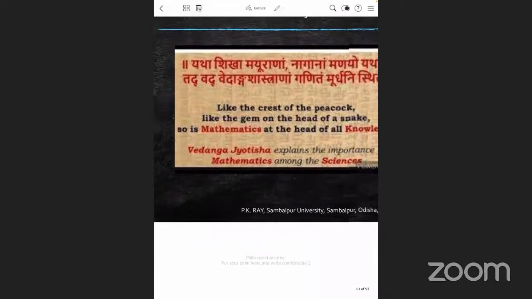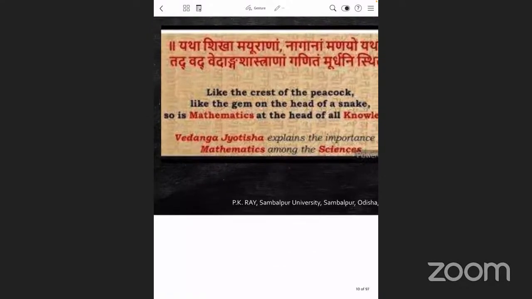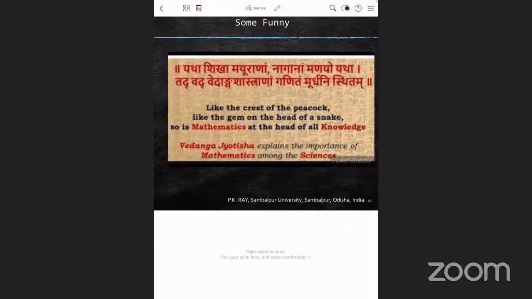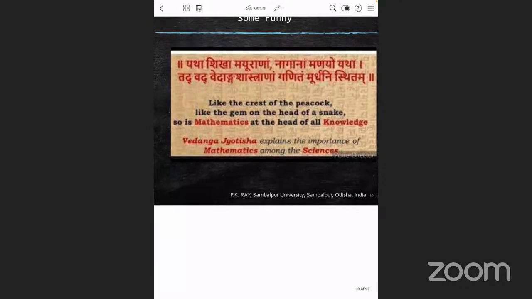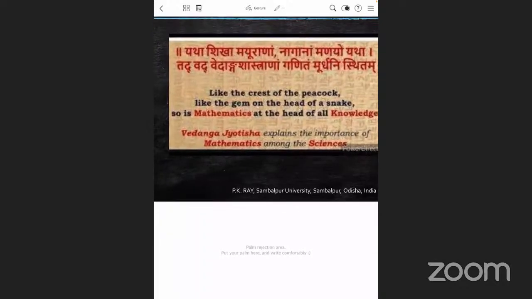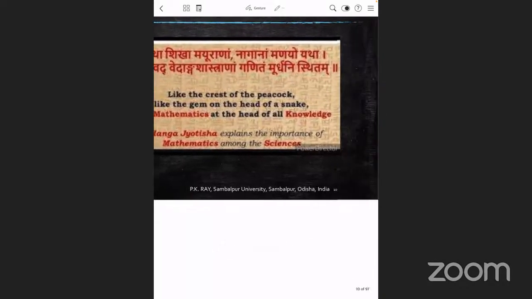And Vedanga Jyotisha explained the importance of mathematics among sciences. Yatha sikha mayuranam naganam maneyo yatha tadvad Vedangra sastranam ganitam murdhani stitam. Like the crest of the peacock, like the gem on the head of the snake, so is mathematics at the head of all knowledge.